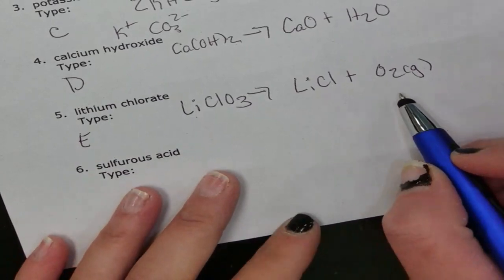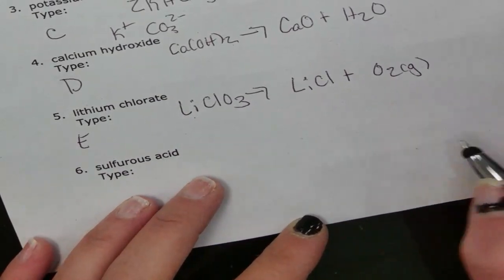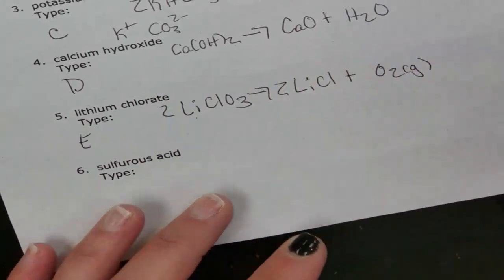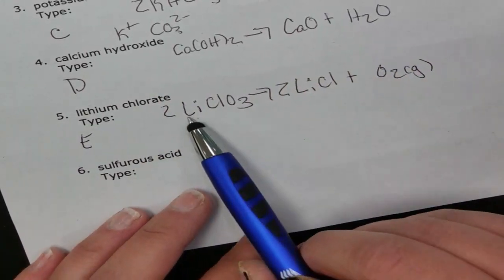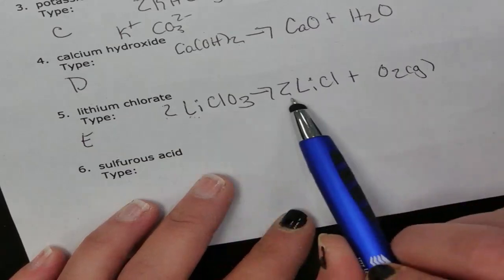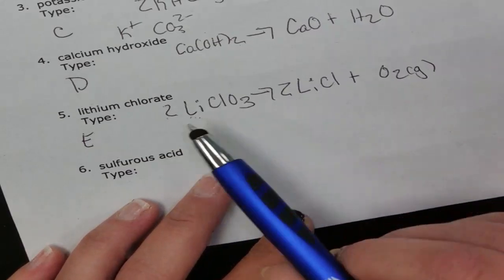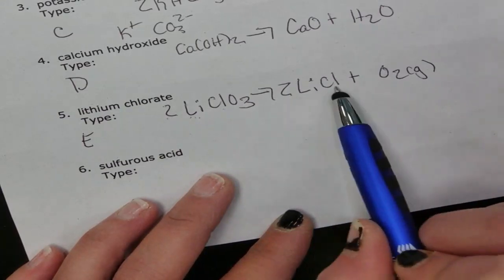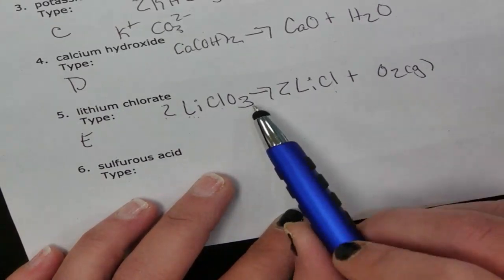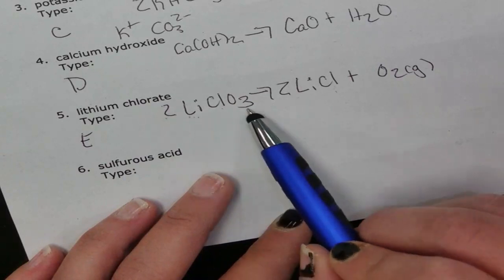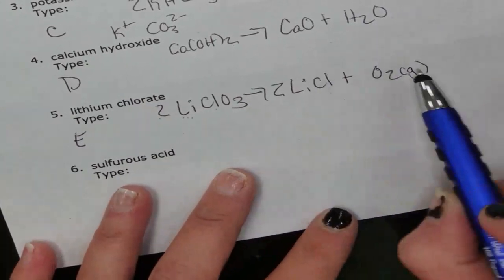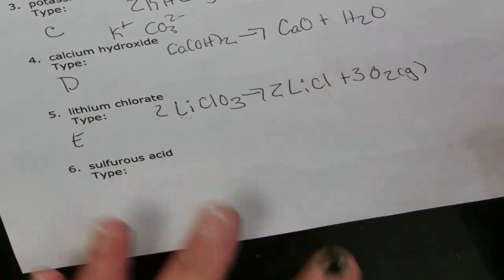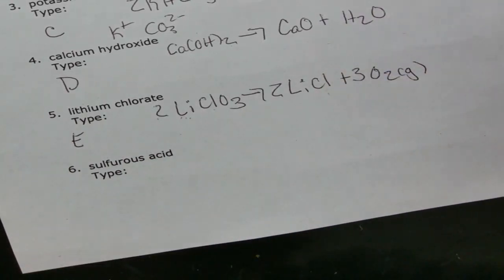Now we need to balance. All right, and so when I balance this, if I put a 2 in front of the lithiums, that should balance me out. I have 2 lithiums on the left and 2 on the right. 2 chlorines on the left. 1 times 2 is 2. 1 times 2 is 2 chlorines. And I have 3 times 2 is 6 oxygens. So on the right side, I have 2. I just have to put a 3 in front there, and that works out.